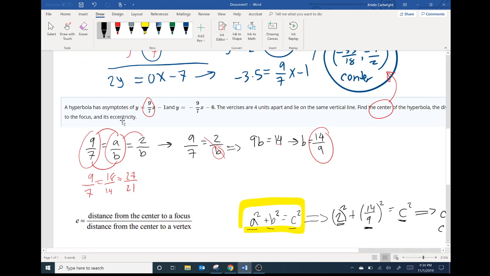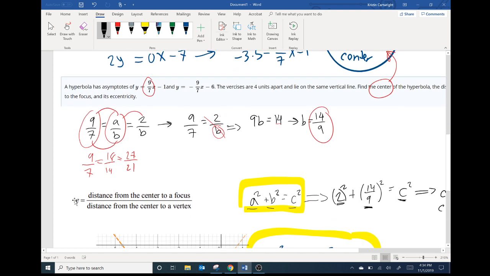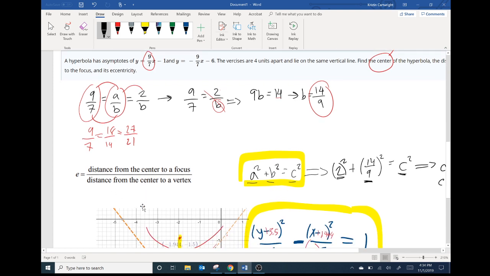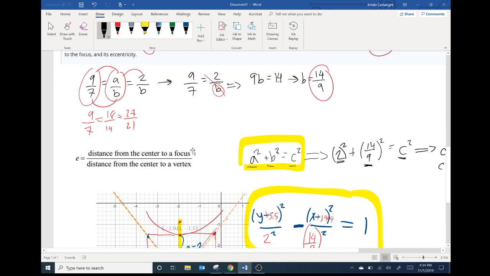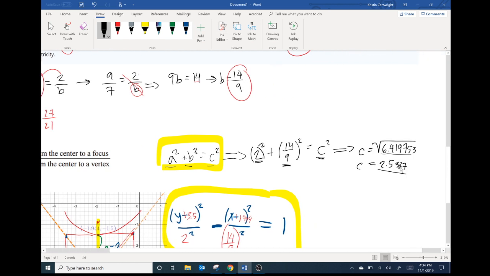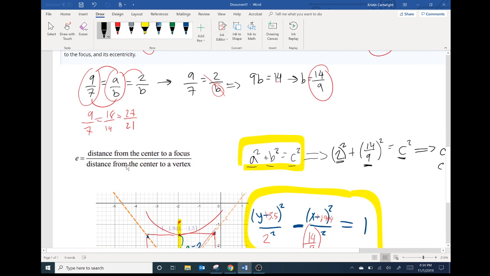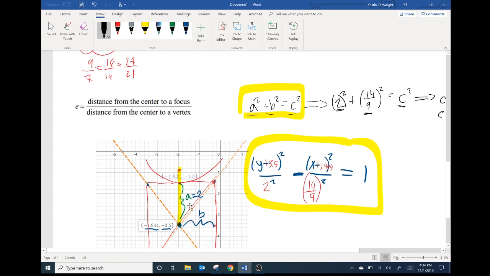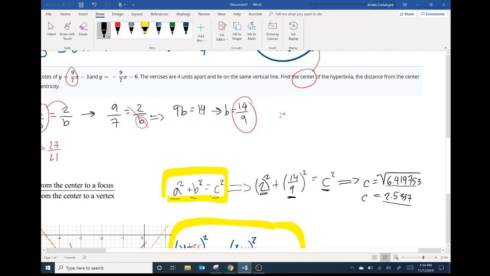The eccentricity I'll let you do, but I did put the formula down here. We usually talk about eccentricity with ellipses, but they did ask it for the hyperbola here, so we're going to use that same formula. And you could take the distance from the center to the focus, which was this 2.5337, and divide it by the distance from the center to the vertex, which was 2. And I'll leave that to you.